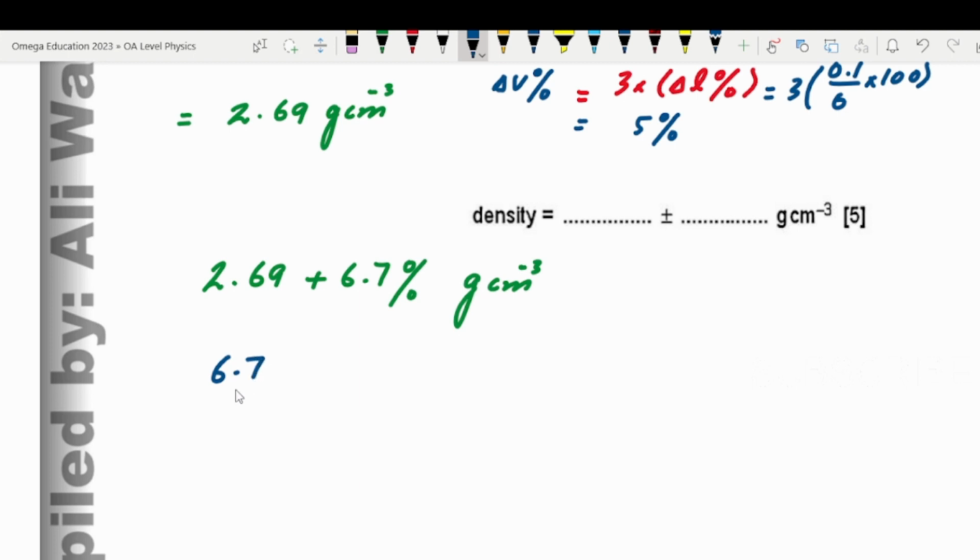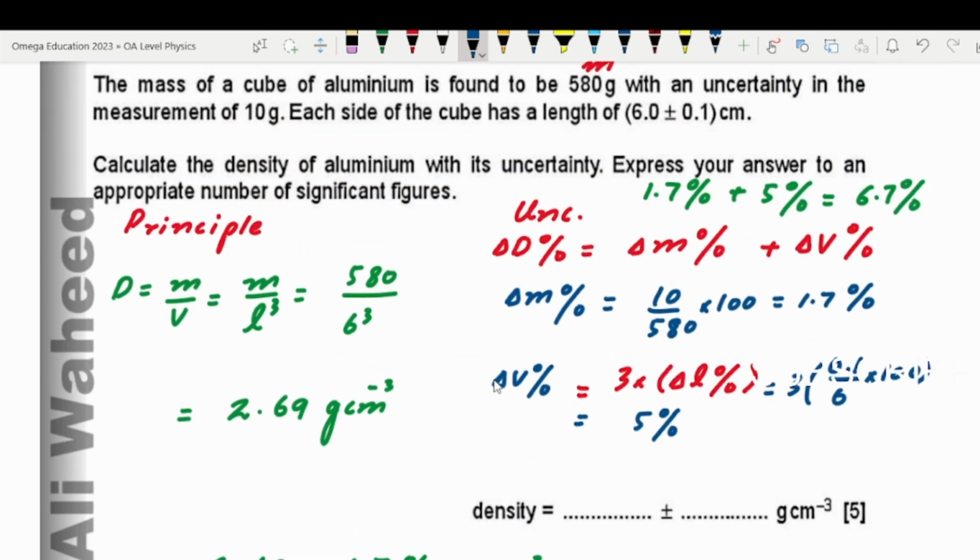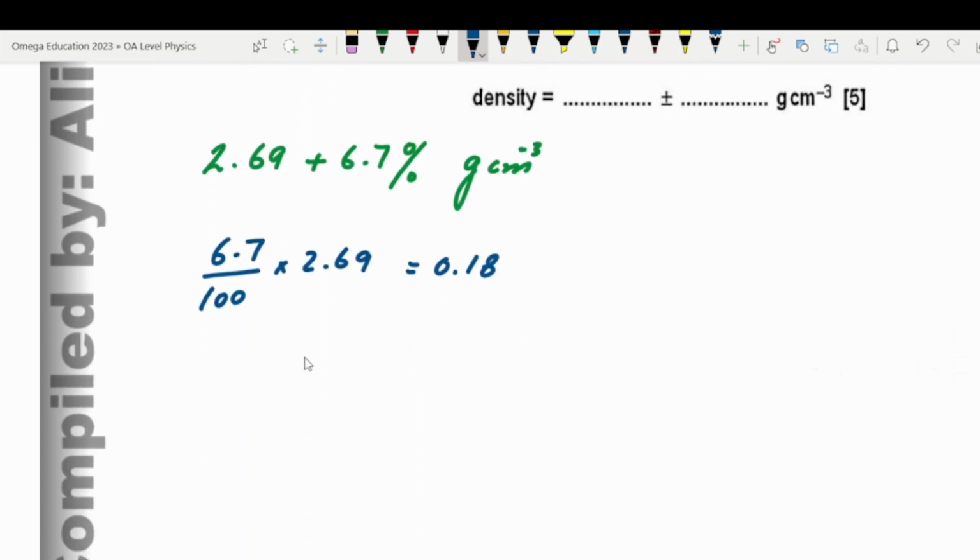So that'll be 6.7 divided by 100 multiplied by 2.69, and from here you get 0.18. So now let me write the principal value. The final answer for density would be written as the principal value. The principal value was 2.69 plus minus 0.18 grams per cubic centimeter.